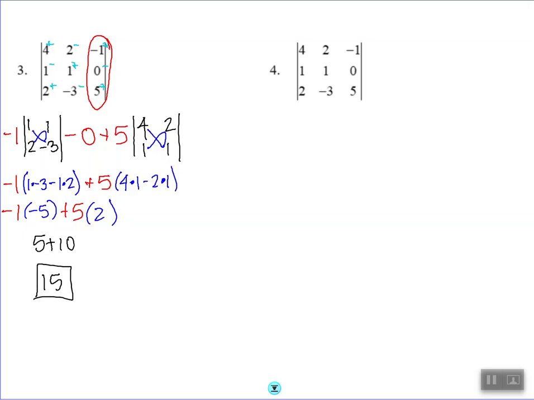You'll notice that problem number 4 is the exact same matrix. But instead of choosing the third column as my scalar values, I'm going to choose the second row. And we should still get the same determinant regardless of which row or column you choose. So I'm going to go ahead and assign my pluses and minuses.